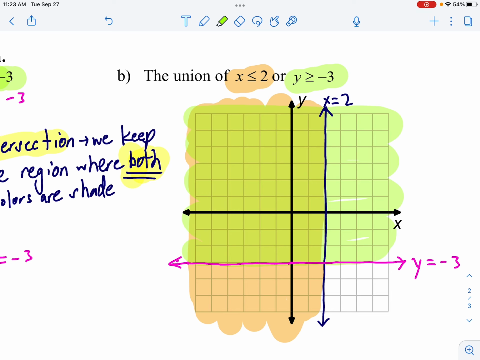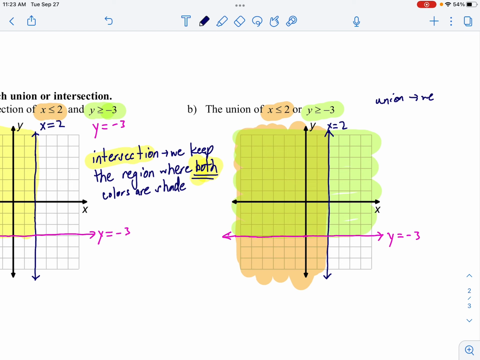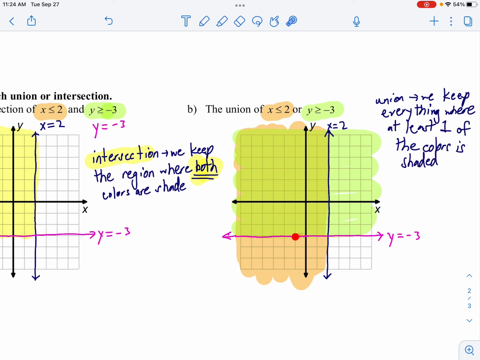All right, and then when it's a union problem, we're just going to leave it. So for union, we keep everything where at least one of the colors is shaded. So we have this region here where just the green is shaded. We keep that. We're going to leave that shaded because only one of the colors needs to be shaded there.